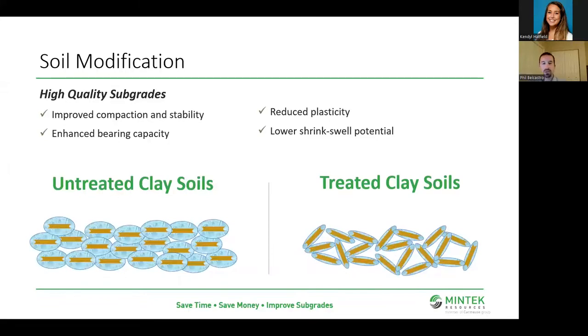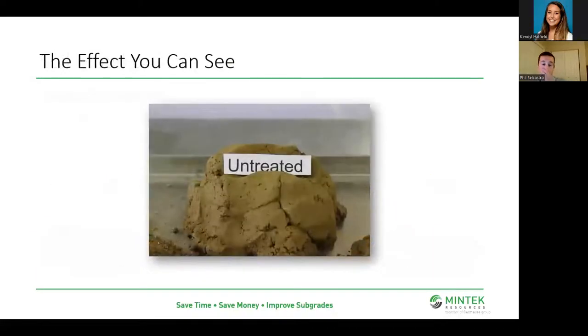So what's that going to do for us? We're going to reduce the plasticity. We talked about shrink swell potential, and it's really going to give us some better bearing capacity. So it's not some voodoo magic. You can imagine taking this ball of soil, squeezing it in our hand and oozing out through our knuckles.